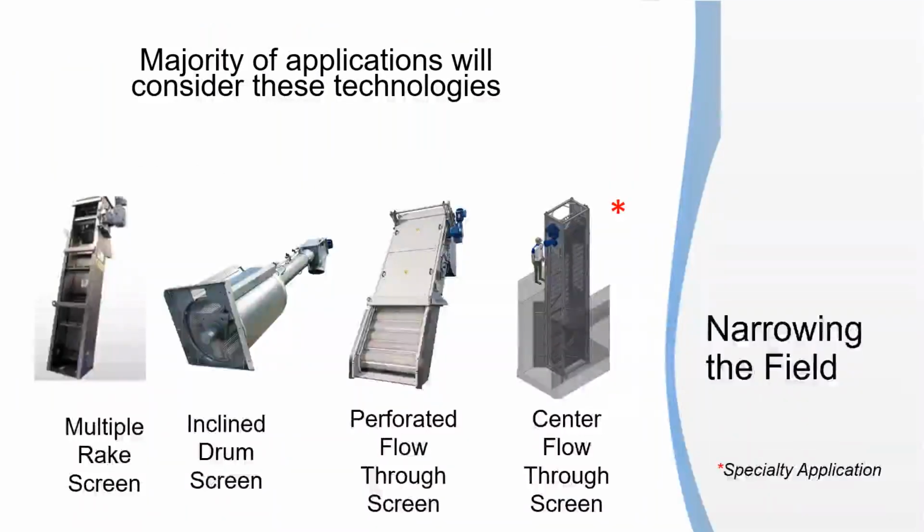So I'll be spending some time here talking about different screen types. I'm going to focus primarily on multiple rake style screens, incline drum screens, perforated flow through screens, and center flow screens. Put an asterisk on the center flow screens. They're more of a specialty style screen for raw water intake and membrane protection, but do have some limited applications in headworks as well.